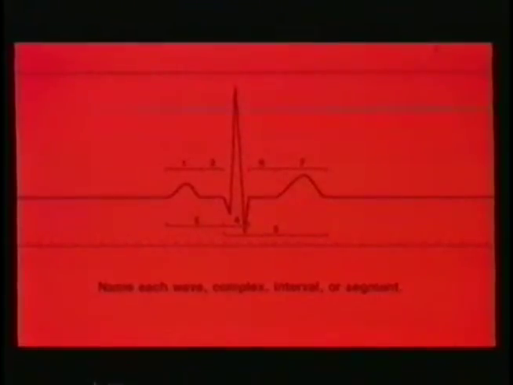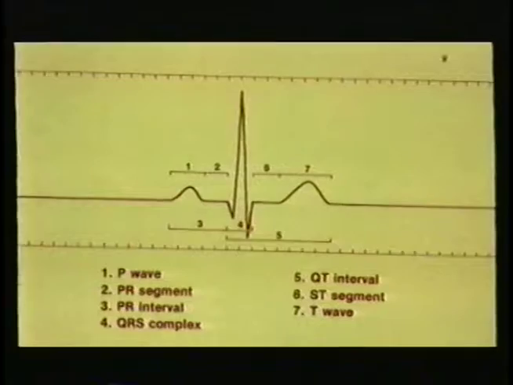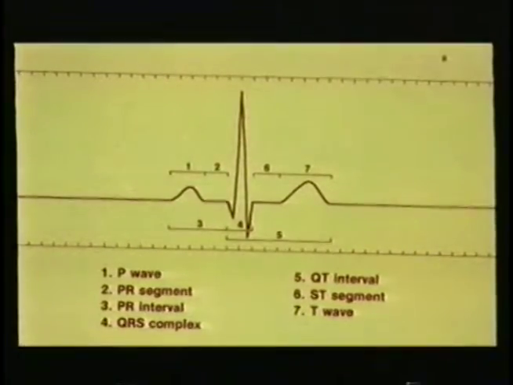8. Given the normal ECG tracing in lead 2 and a series of numbered waves, complexes, segments, and intervals, name each. 9. These are the waves, complexes, segments, and intervals of the normal ECG tracing in lead 2.